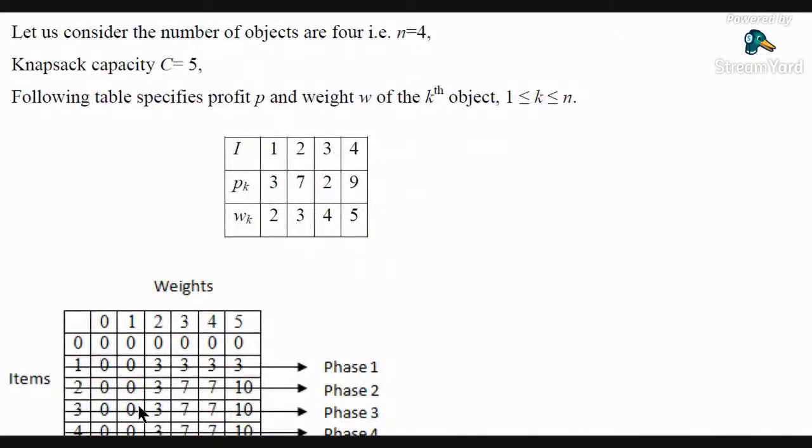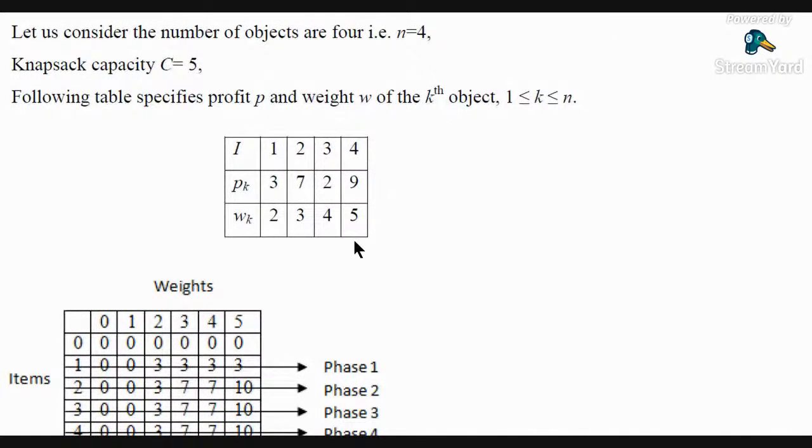So 4 objects are given. Each object is associated with a profit and a weight. The first object's profit is 3, the second object's profit is 7, the third object's profit is 2, the fourth object's profit is 9, and the weights are 2, 3, 4, 5. These are the weights. The following table specifies the profit and weight of the kth object.